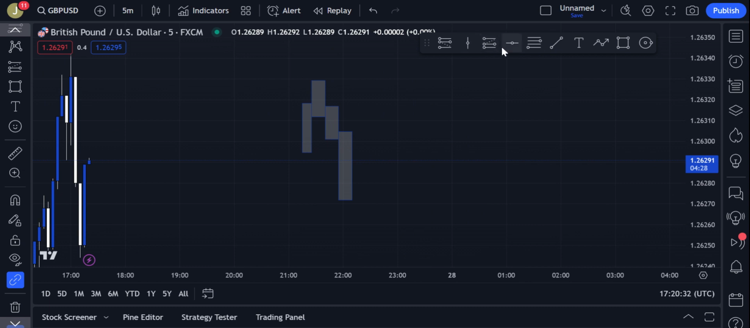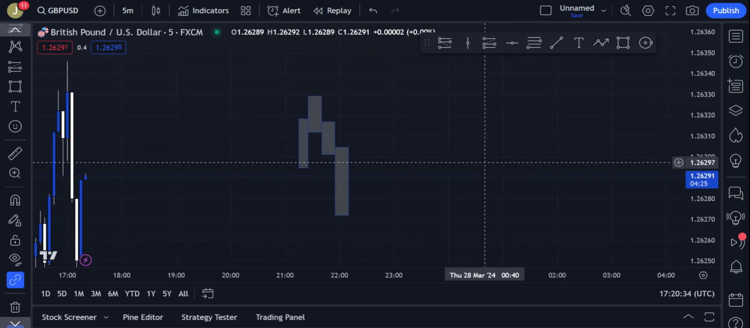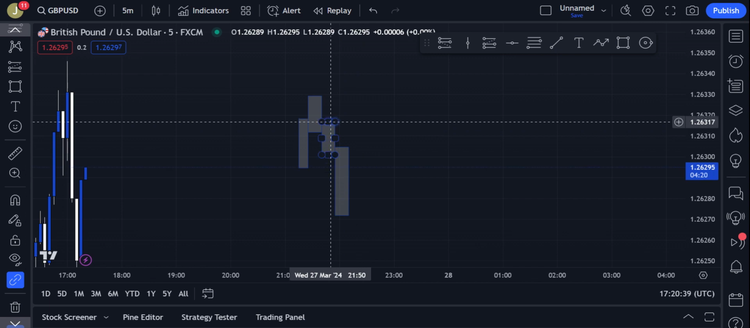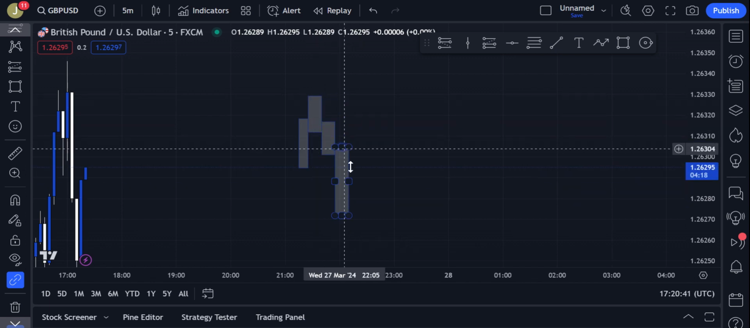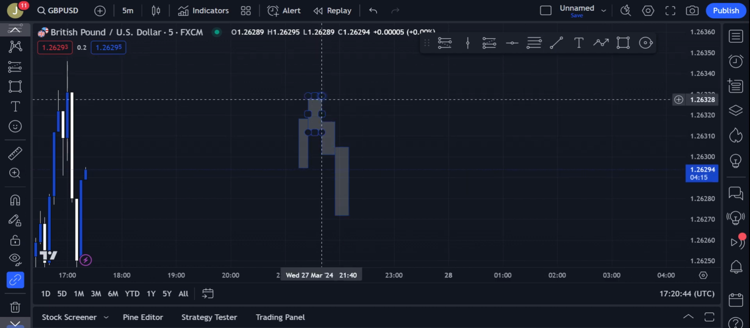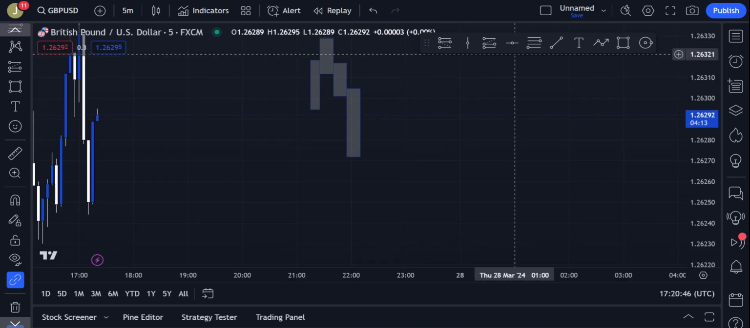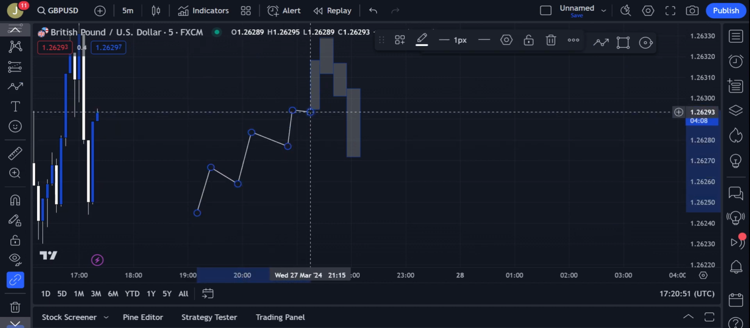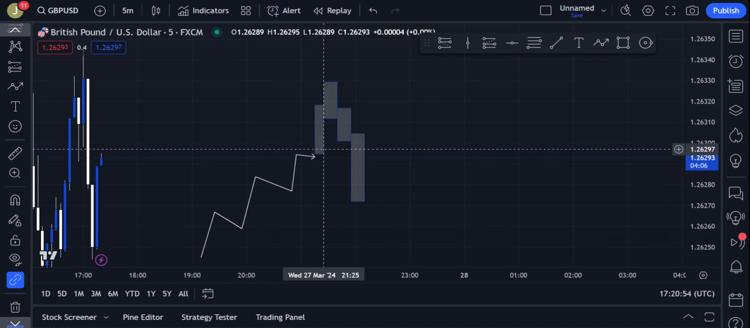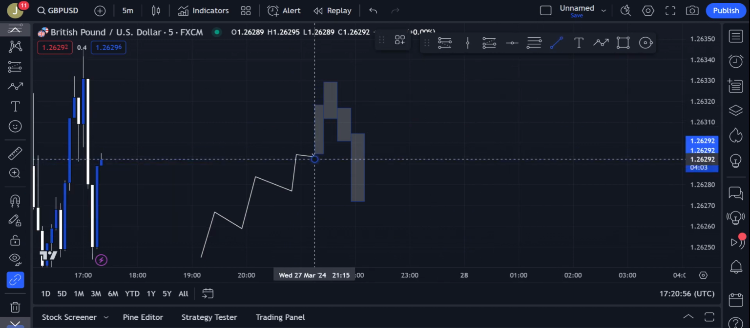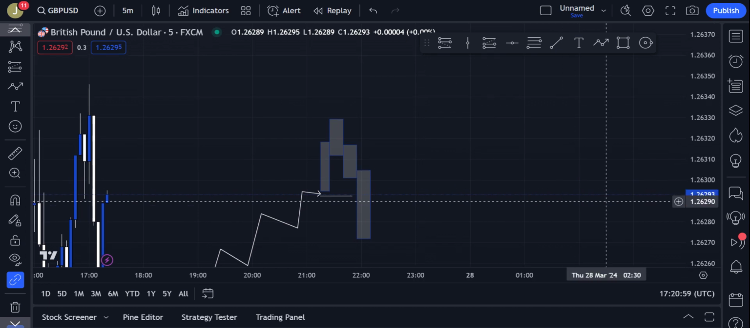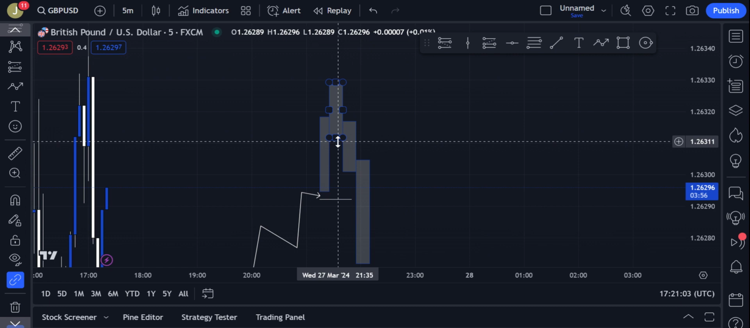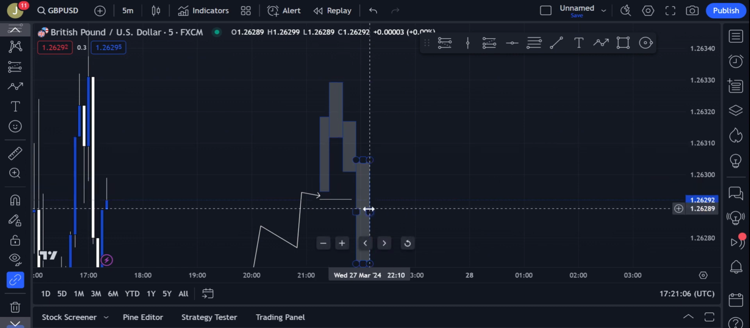Alright, so the fair value gap is the gap. It's in the name. It's a gap between three candles, the last three candles. So this is the last three candles. Price was moving like this here, and price did a market structure shift like here and created a fair value gap. So the fair value gap is the gap between the first candle and the third candle.